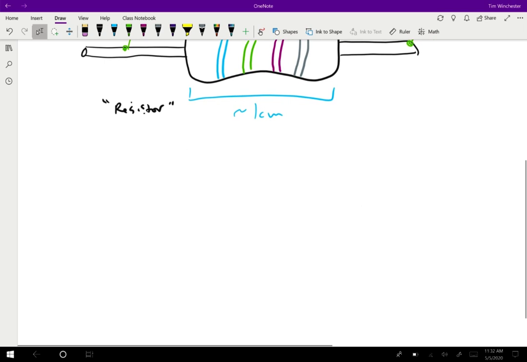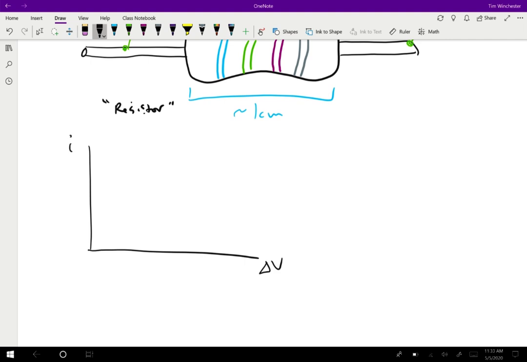All right, so what that means is if I make a plot where I take delta V on one axis and I take the current on the other axis, if I just put different delta V's across the resistor, then what I'm going to get is a nice straight line like this. So different delta V's lead to some currents, and I get this. So for materials where this is the behavior, we say that they are ohmic. All right, so a resistor is a nice ohmic device. If I increase delta V, then I increase the current by a proportional amount.